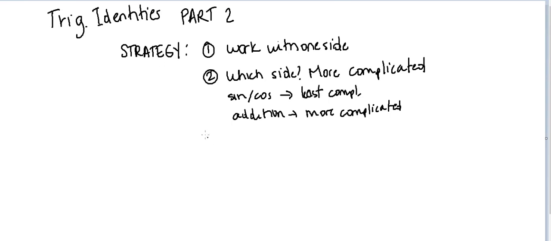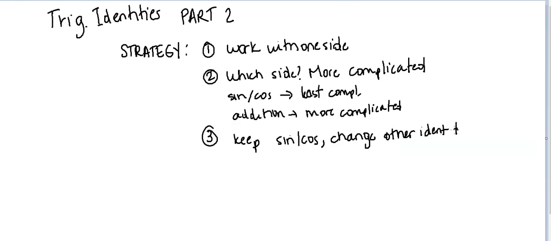If they both look complicated and they both have additions, then it doesn't matter which side you pick. You try as much as possible to keep sine and cosine. So we don't want to convert sine to 1 over cosecant. You'd just be making it more complicated. Or change everything else. Change other identities to sine and cosine.